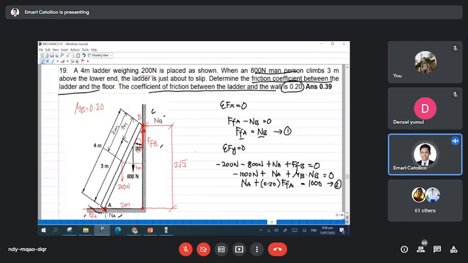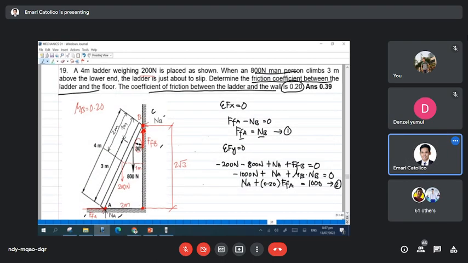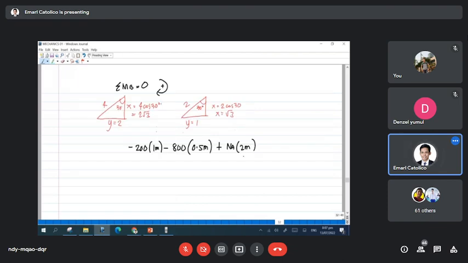Yung NA, no? Paikuti natin. So rotation ng NA ay clockwise. So positive. Therefore, plus NA times 2 meters. Okay. So ano pa yung force? Ito. 2 square root of 3 tsaka yung frictional force at A. Paikutin natin. Counterclockwise, so negative. Negative FFA times 2 square root of 3 is equals to 0.